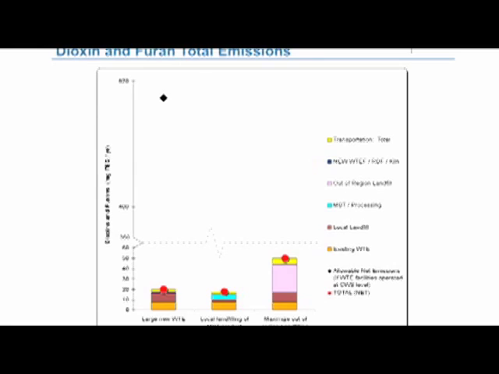Dioxins and furans, it's the same thing. The Canada-wide standards are very high. The actual emissions are very, very low. In this particular case, it's reversed. The landfill has a little bit more than waste-to-energy. But again, overall, the contribution by these two dioxins is so low that they really have very little bearing on overall air quality.